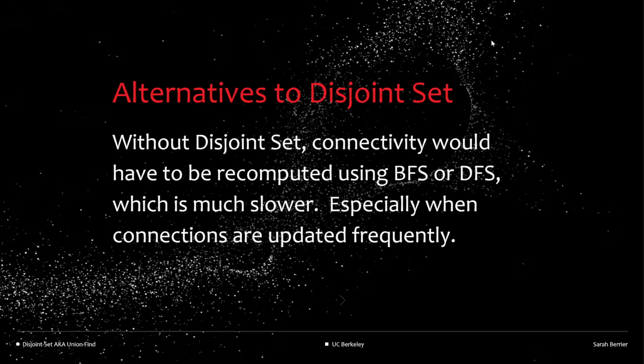So what are some alternatives to disjoint set? Without this data structure, connectivity would have to be recomputed using breadth first search or depth first search, which is much slower, especially when connections are updated frequently. It's not a good alternative.